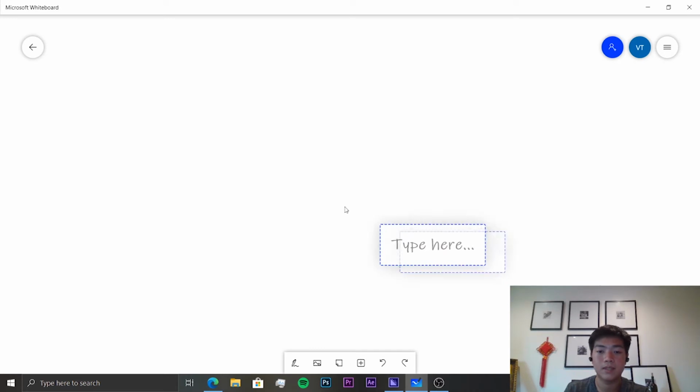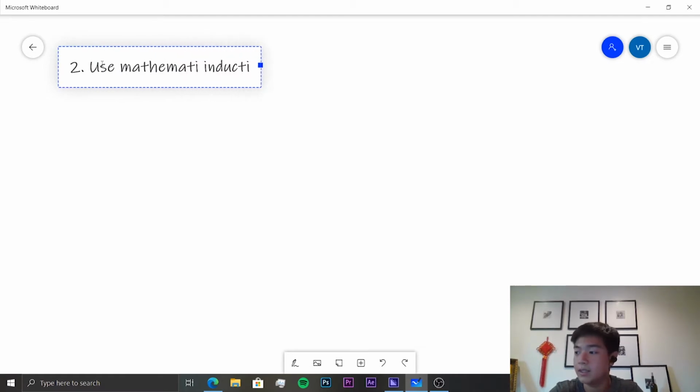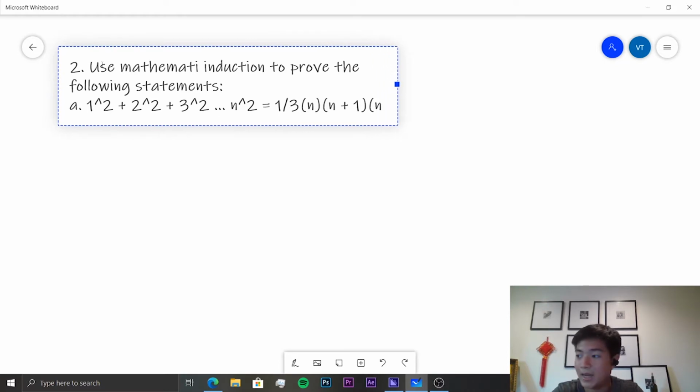So the first problem we're going to cover, I'm going to be doing the even ones today. Use mathematical induction to prove the following statements. First one is 1 squared plus 2 squared plus 3 squared until some n squared is equal to 1/3 times n times (n plus 1) times (n plus 1/2).